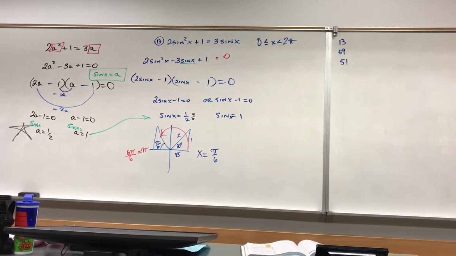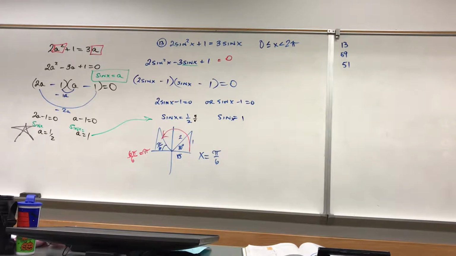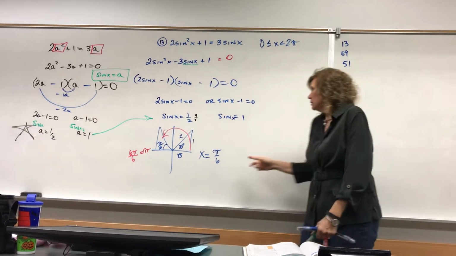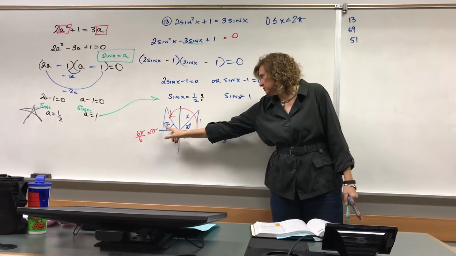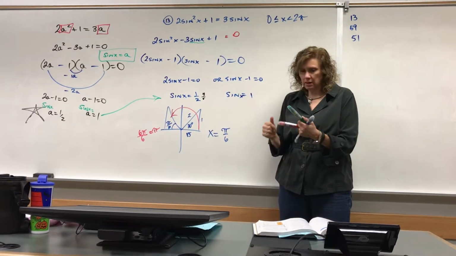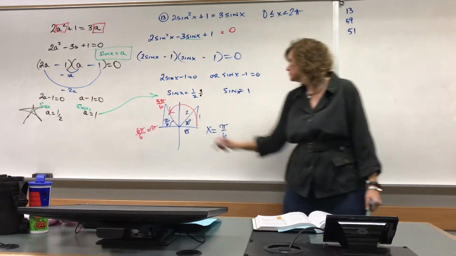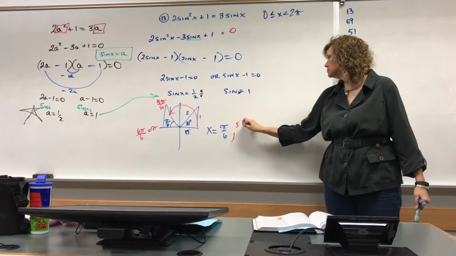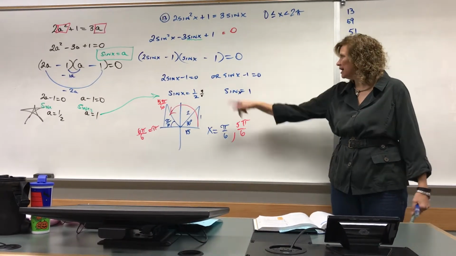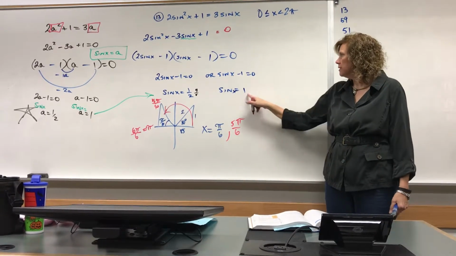Rather than having to take 150 and convert it, you can absolutely do that if you want. But if I'm stopping short of 6 pi over 6 by a unit of pi over 6, then that is 5 pi over 6. Okay, that solves the first equation.